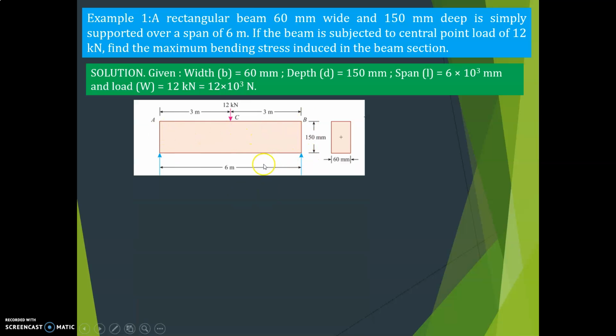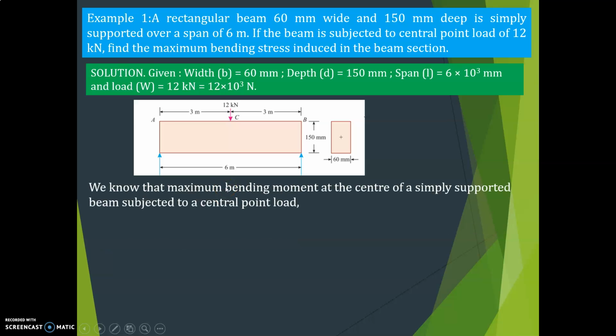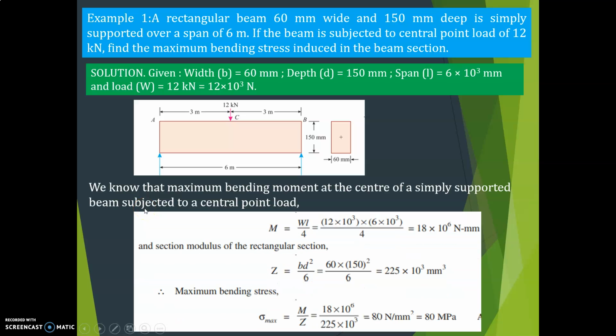The beam is given like this. This is the cross section, 150 depth and breadth is 60 mm, and it is subjected to a point load. Central point load is 12 kilonewton. So what we have to do, we have to calculate bending stress. First we will see what is M. Bending stress, we know the formula, that is M by I is equal to sigma by y. If you write in terms of sigma, then M divided by I is equal to sigma divided by y.